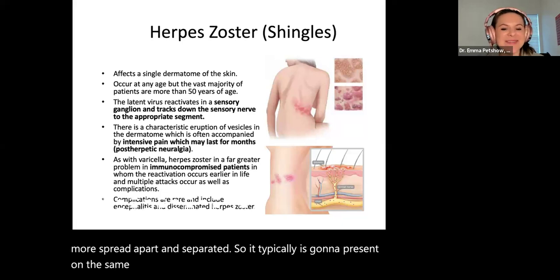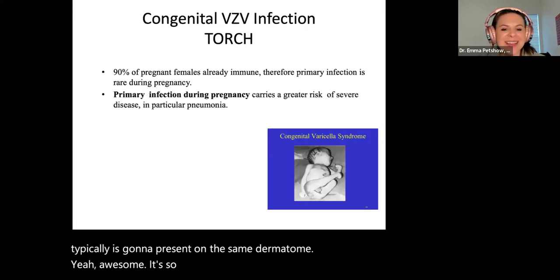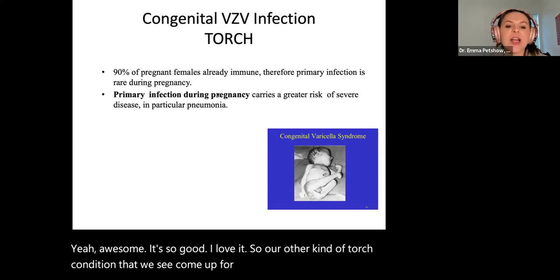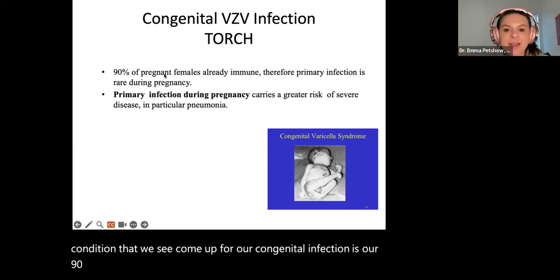Yeah, awesome. It's so good. I love it. So our other TORCH condition that we see come up for congenital infection is where 90% of pregnant females are already immune.